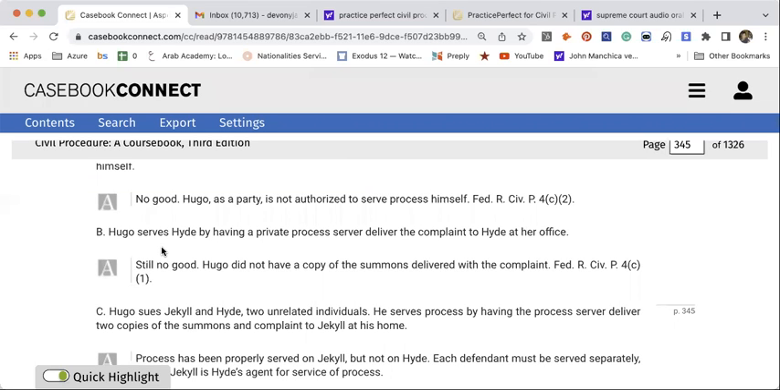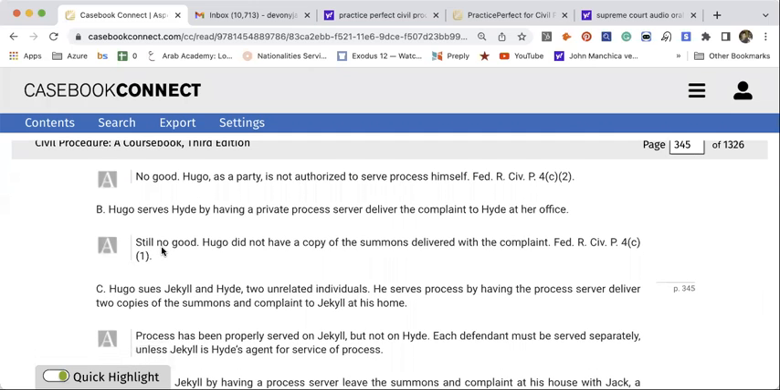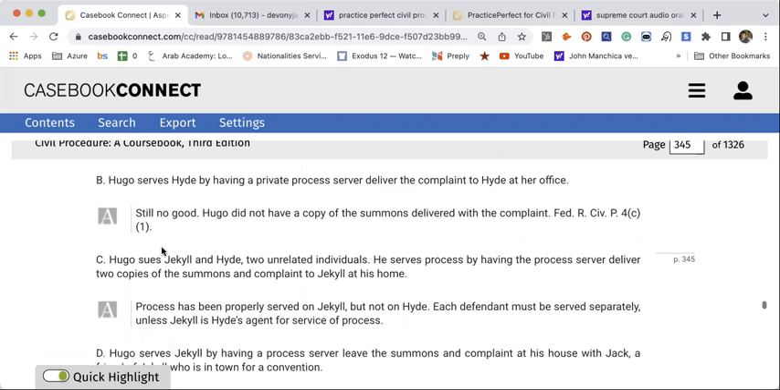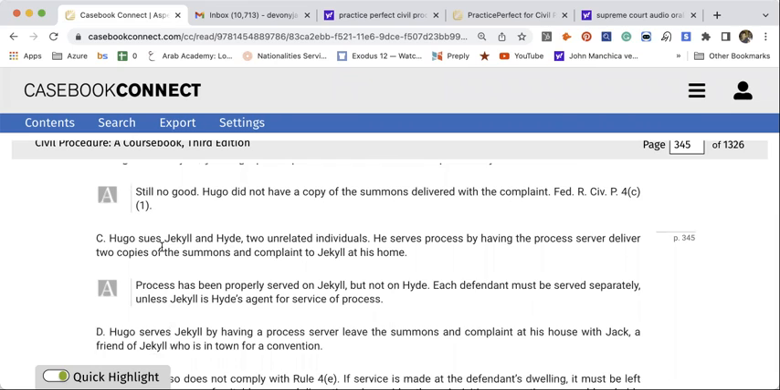Hugo serves Hyde by having a private process server deliver the complaint to Hyde at her office. Still no good. Hugo did not have a copy of the summons delivered with the complaint. Federal Rule of Civil Procedure 4(c)(1).